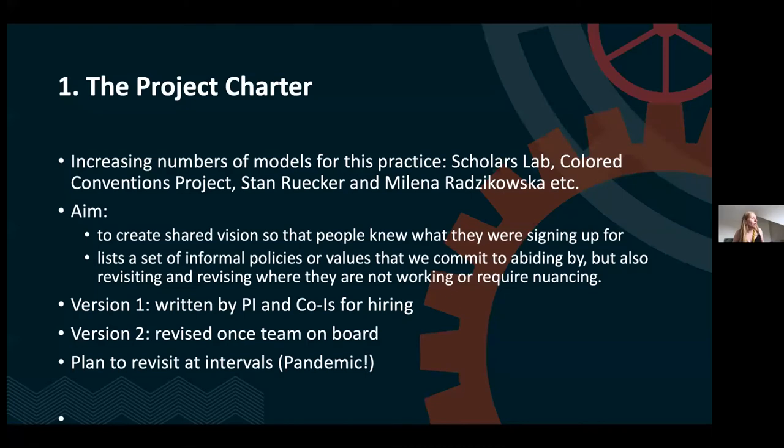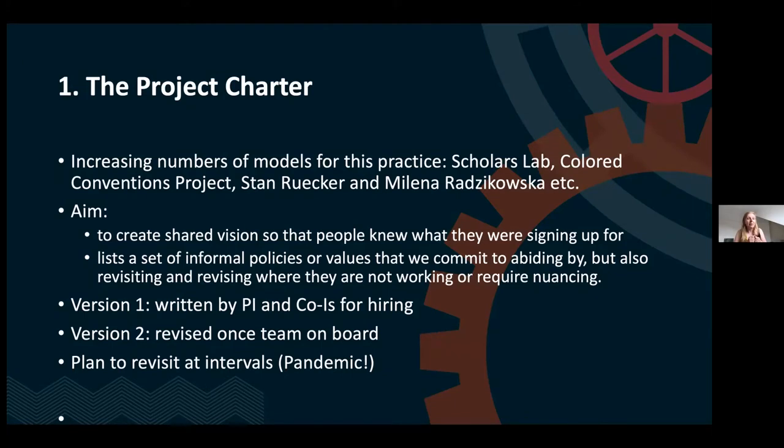So one of the solutions that we engaged with at the beginning of the project was to come up with a project charter. This is a practice that's increasing in digital humanities circles. There are really great models from the Scholars' Lab, the Colour Conventions Project, and the one that we used as our starting point was one written by Stan Ruecker and Milena Radzikowska. So the aim of us producing a charter was to create a shared vision so that people knew what they were signing up for at the outset.